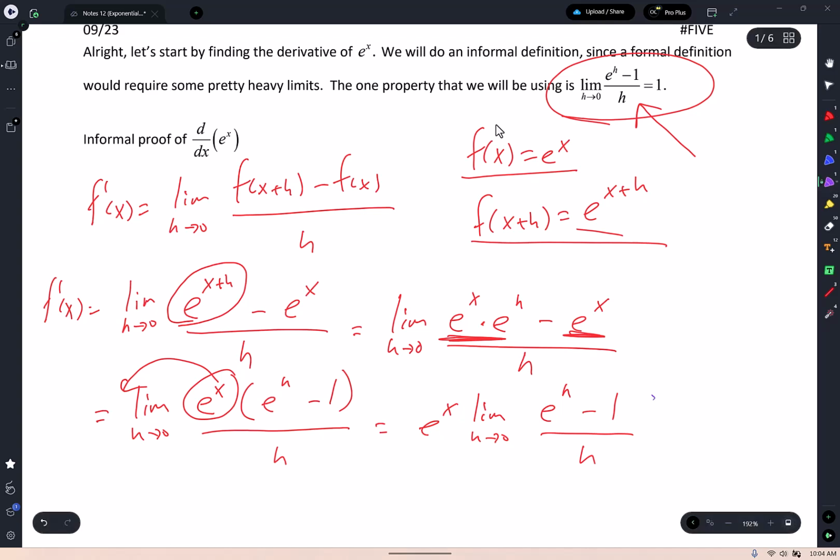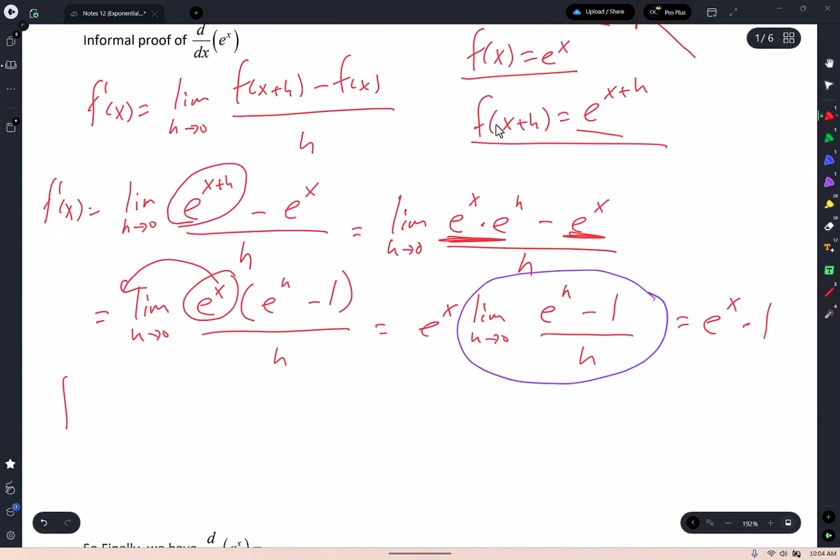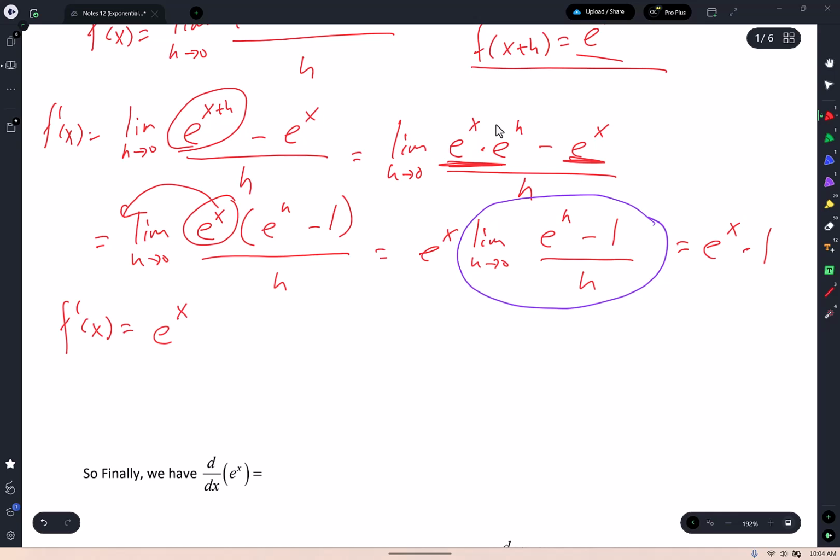All this that I'm circling in purple is just 1. So I get e to the x times 1. So that means that my derivative is simply e to the x. It's the only one that's like that. It's the only one where the derivative is itself. Are we cool? So what does that mean? The derivative of e to the x is simply e to the x.